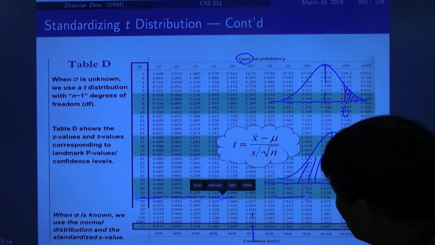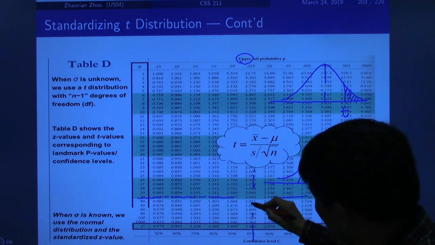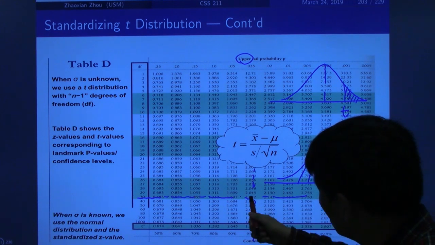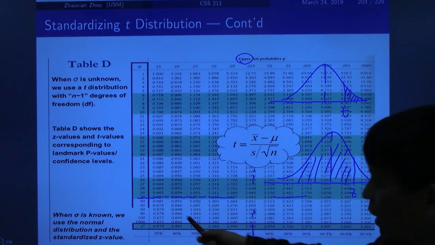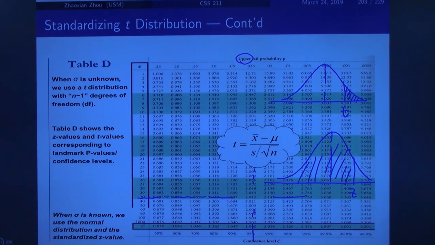So this is 2.042. That corresponds to a confidence level of 95% and a degree of freedom of 30.